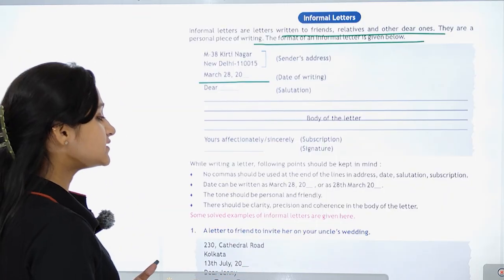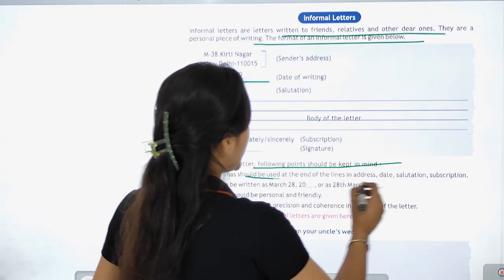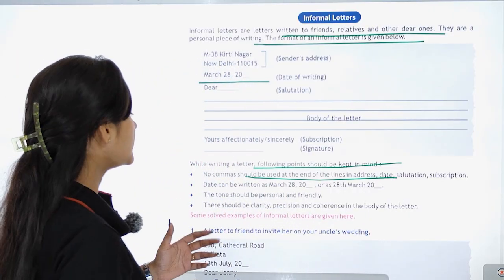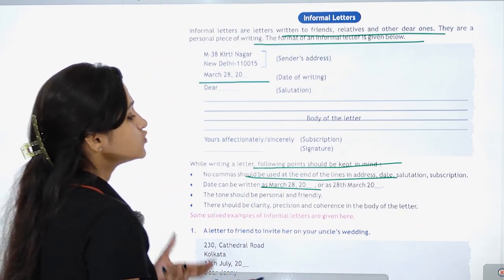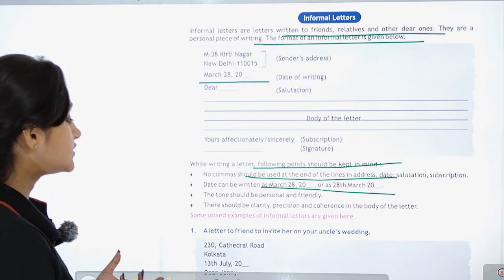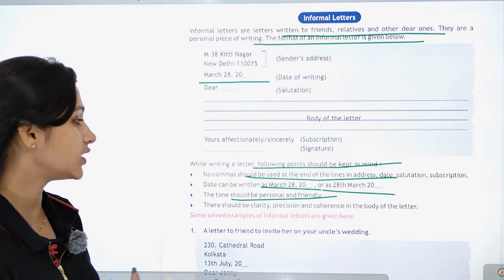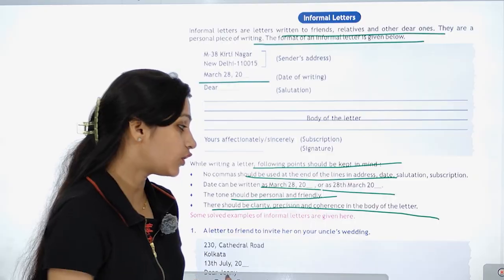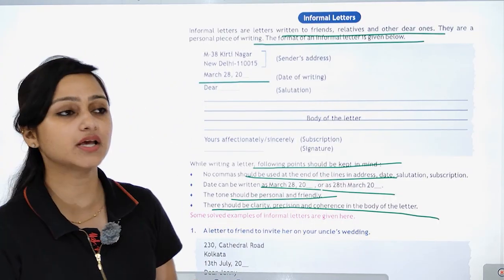Now, while writing a letter, the following points should be kept in mind. No comma should be used at the end of lines in address. कोई comma use नहीं करनी. Date, salutation, subscription. Date can be written as March 28, 2024, and as 28 March 2024. The tone should be personal and friendly. आपकी tone एकदम personal और friendly होनी चाहिए. There should be clarity, precision and coherence in the body of the letter. एकदम clarity होनी चाहिए, एकदम precise होना चाहिए letter.